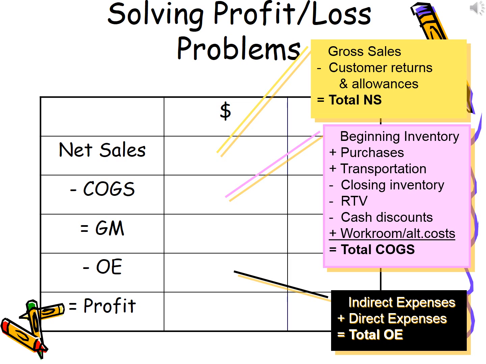So knowing this, we can now think about what to do to improve profit. So what to do with the net sales, what to do with the cost of goods sold, and what to do with the operating expenses. And we'll talk about it in the next slides.